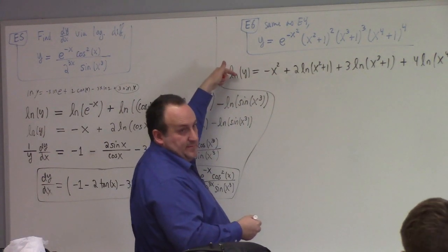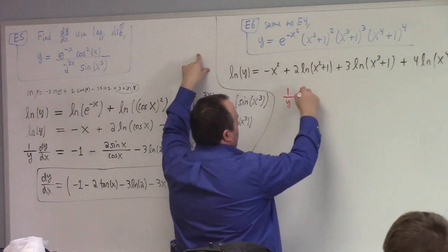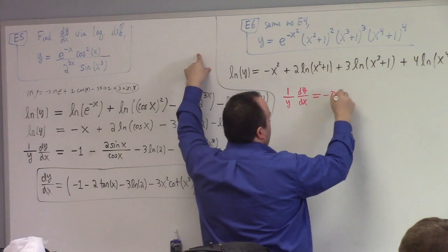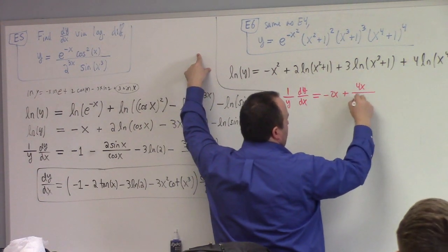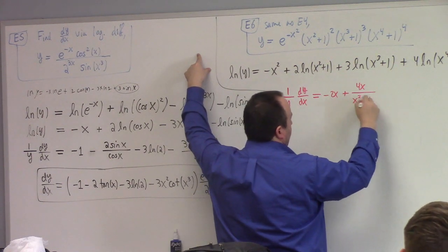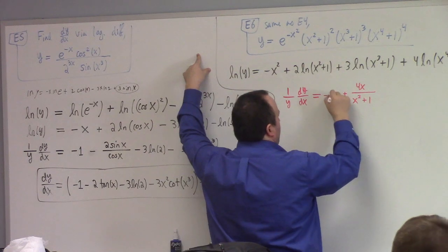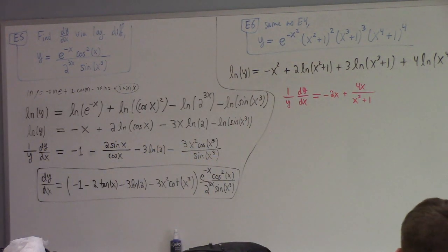Differentiate now, right? So we differentiate. We got 1 over y dy dx equals to minus 2x plus 4x divided by x squared plus 1. You guys tell me why there's a 4 there while I'm adjusting the camera here. Why is there a 4 there? And why is there an x there? What's that about?